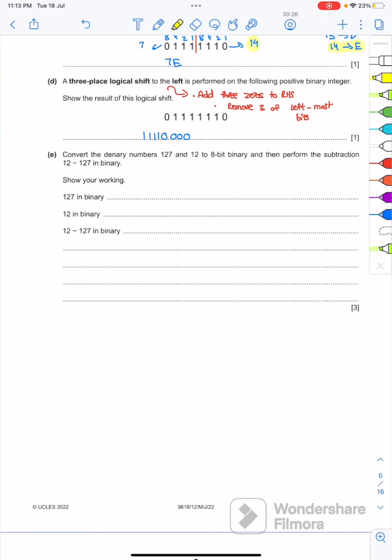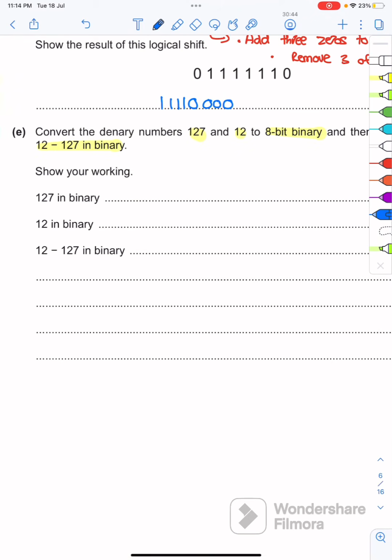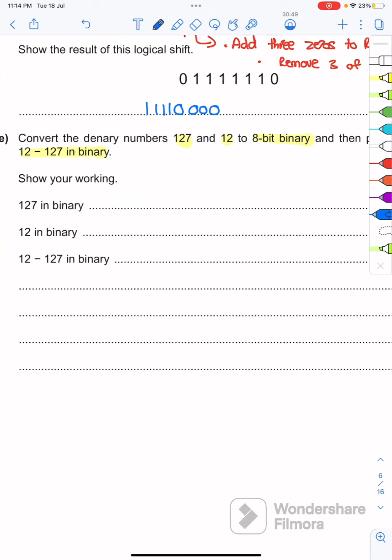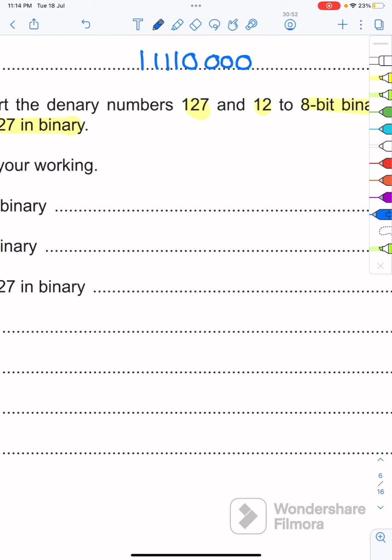Convert the denary numbers 127 and 12 to 8-bit binary and then perform the subtraction 12 minus 127. All right. So this is a 3-mark question, and they've asked us to do quite a few things in this, right? So first and foremost, you're going to have to show 127. Now 127 is the largest positive binary number that can be represented in 2's complement. So since we've got 8 bits, the leftmost bit is going to be turned off, so it's going to be 0, and the rest is going to be 1 1 1 1 1 1 1. So 1 2 3 4 5 6 7 8. You get 1 mark for this.